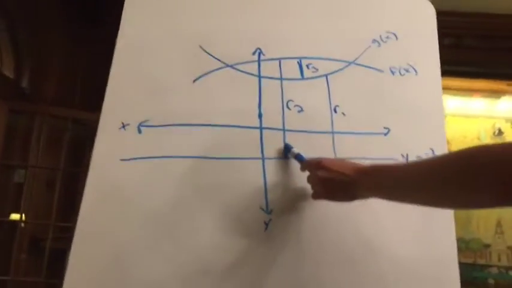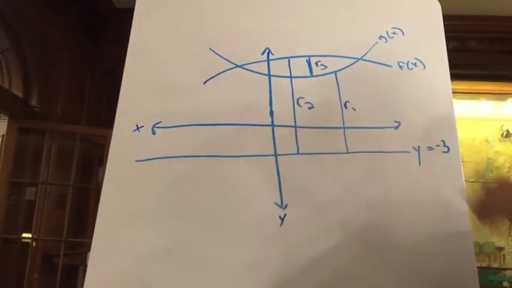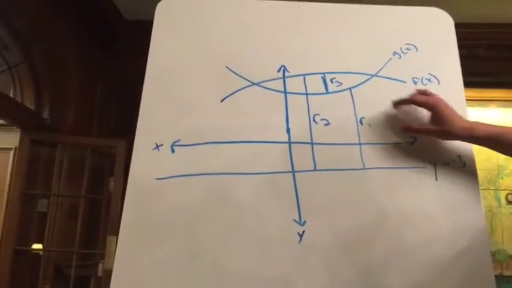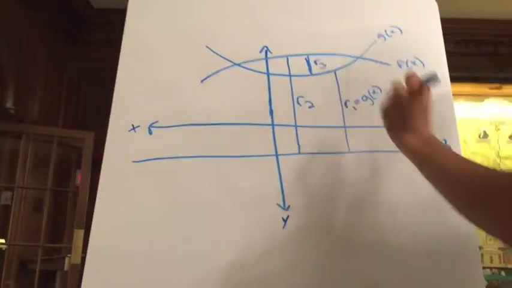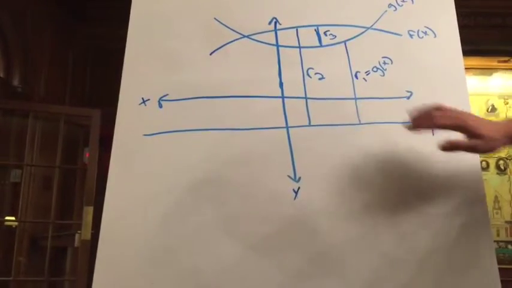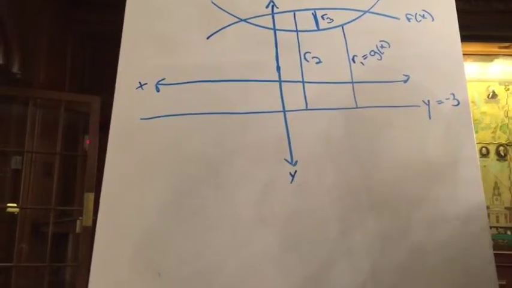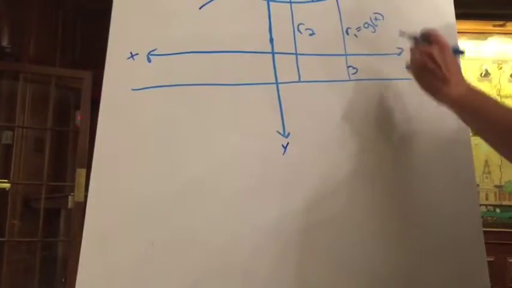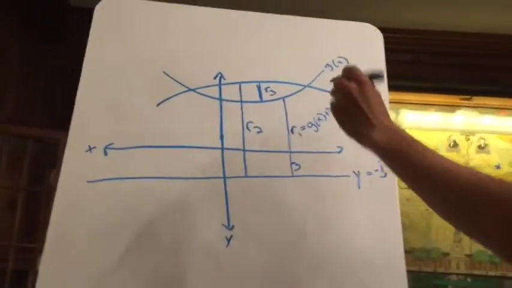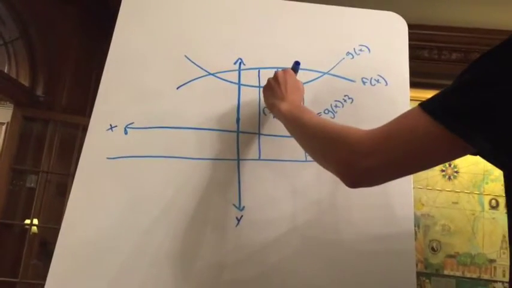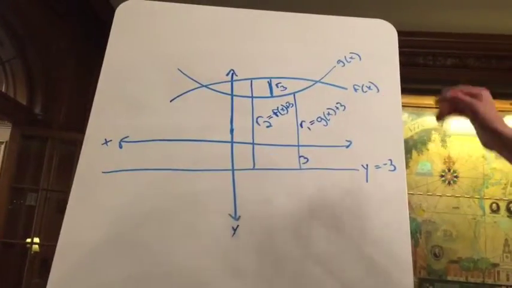To find each of these lengths, r2 and r1, all we basically do is take this length between g of x and the x-axis, which is simply g of x, and we add or subtract whatever difference is here. So in this case, we're adding 3, since this is y equals -3, to g of x. So r1 is g of x plus 3. We can do the same thing with r2, marking it as f of x plus 3. And then r3 is simply the difference between these.